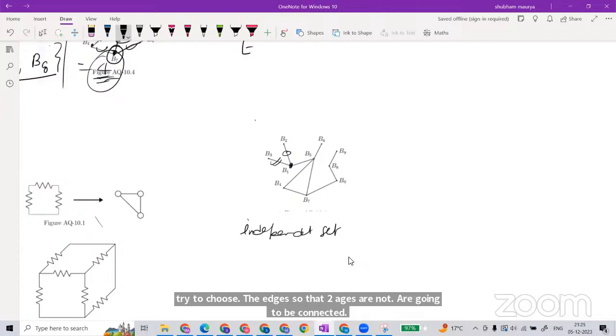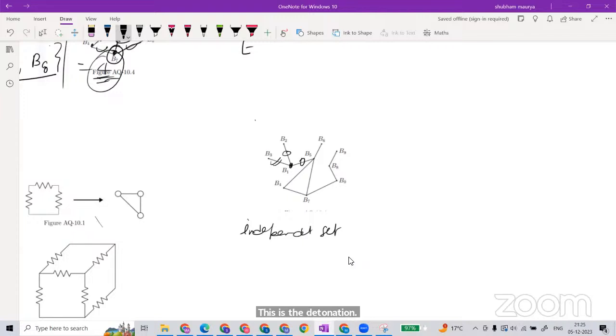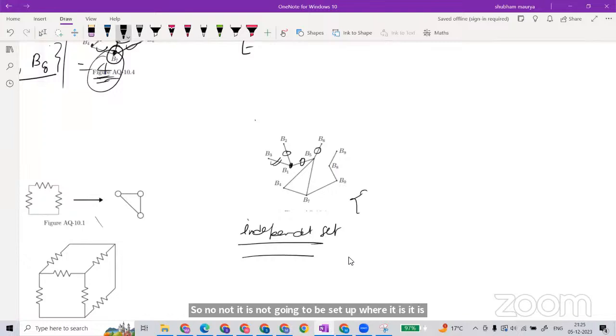So you cannot even choose this one. You can only choose edges which must have a unique set of vertices. So it is not going to be a set of vertices. It is going to be a subset of edges. But those edges must have unique vertices. Those edges are not going to share the vertices.